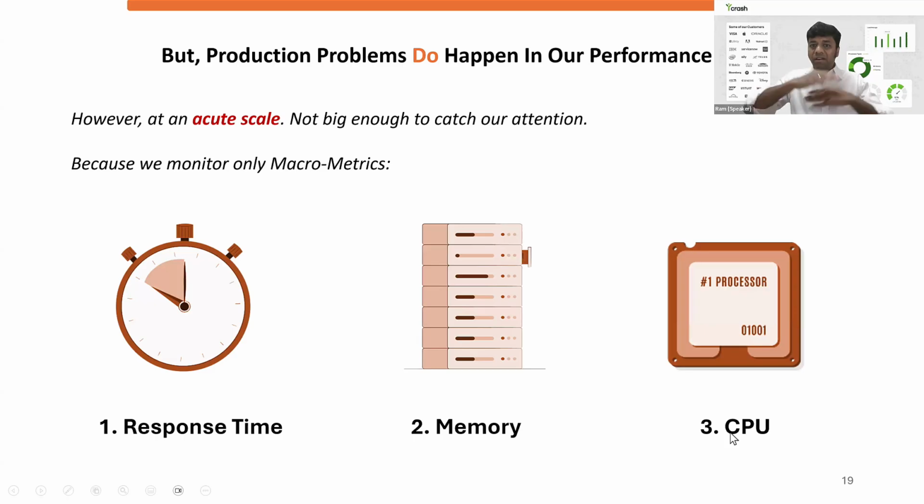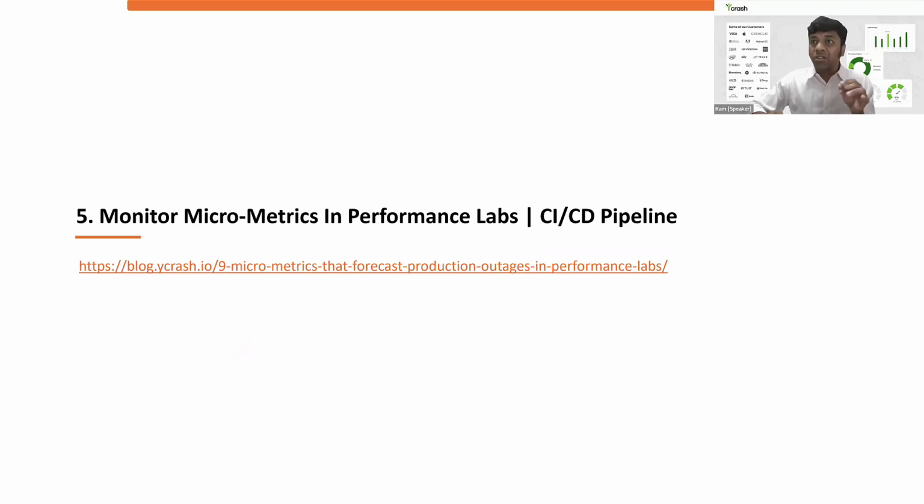These are what I'm classifying as macrometrics. These macrometrics are not good enough to capture minor aberrations. These minor aberrations are what manifest in production as major outages. So to catch minor aberrations, you need to be monitoring micrometrics in your performance lab.